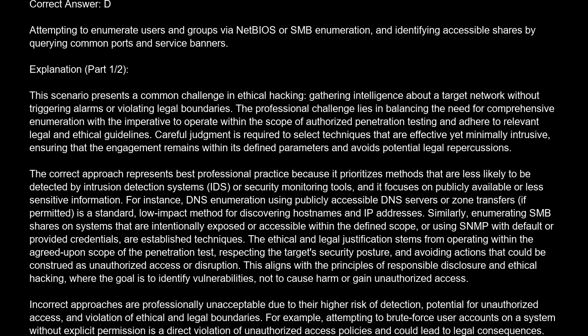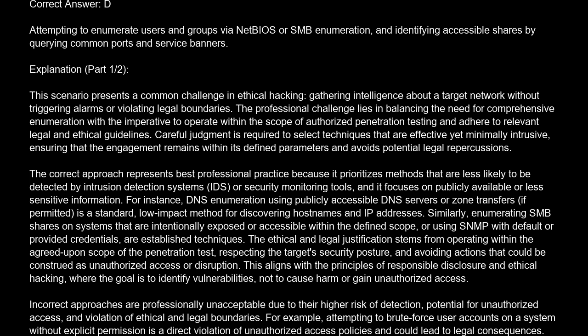The correct approach represents best professional practice because it prioritizes methods that are less likely to be detected by intrusion detection systems, IDS, or security monitoring tools, and it focuses on publicly available or less sensitive information. For instance, DNS enumeration using publicly accessible DNS servers or zone transfers, if permitted, is a standard, low-impact method for discovering hostnames and IP addresses.